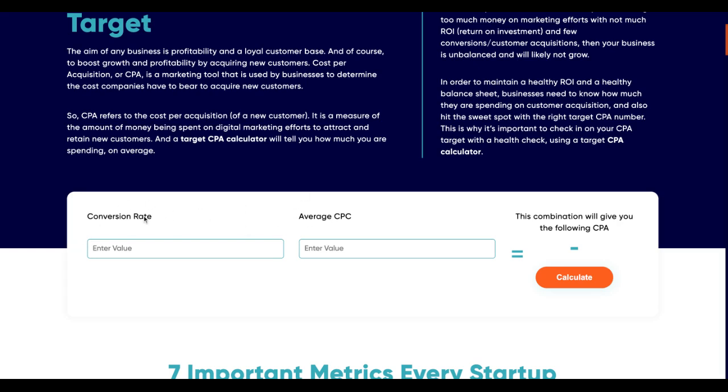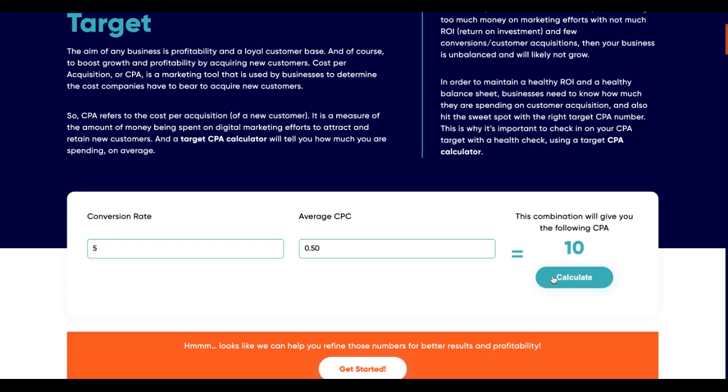Now, let us say you have historical data of your conversion rate, which is 5%. That means 5% of website visitors convert into paying customers, and your average CPC is $0.50. Simply hit calculate. Based on this calculation, your target CPA is $10, which means ideally you shouldn't spend more than $10 on average to acquire a new customer through your chosen marketing channel, assuming this aligns with your overall business profits. Now, what are the action insights?